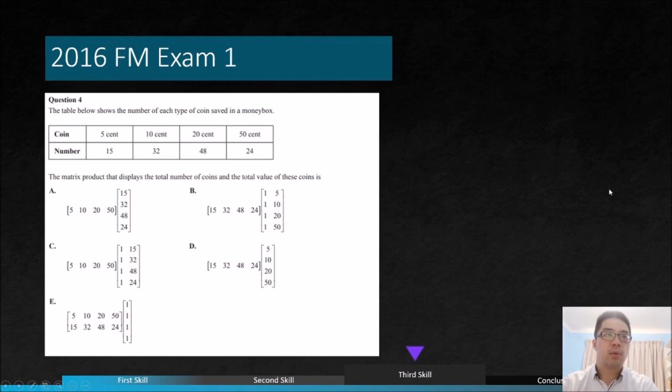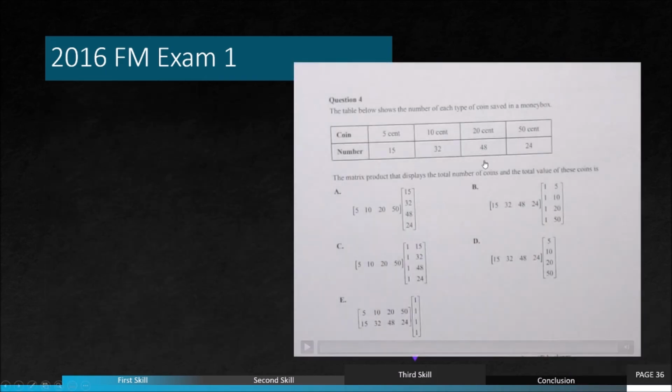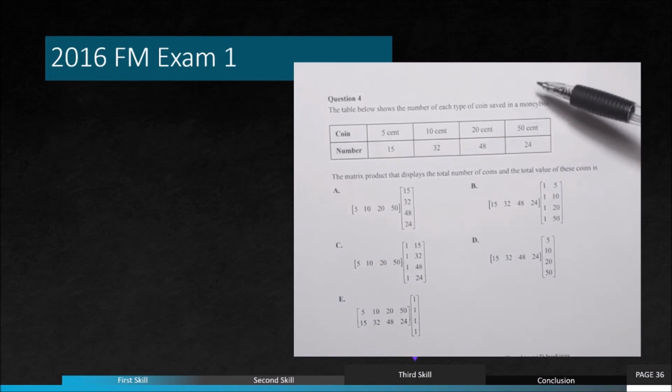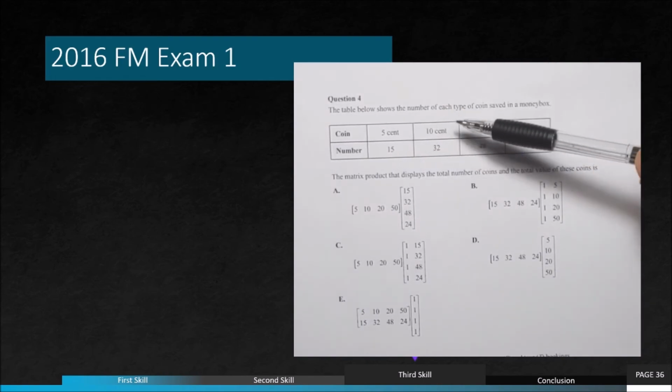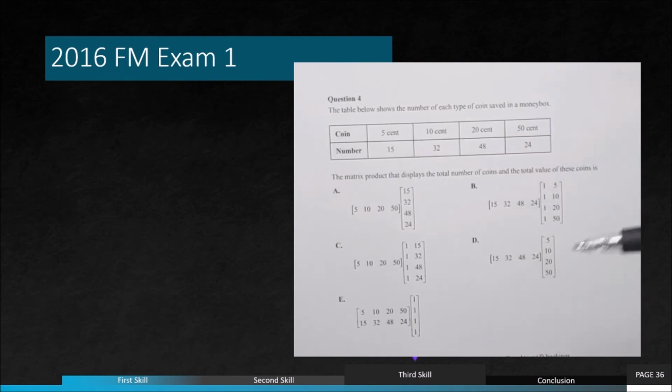2016 Further Maths Exam 1. The table shows the number of each type of coin saved in the money box. Alright, we're looking at 2016 Further Maths Exam 1, question 4. The table below shows the number of each type of coin saved in the money box. So you've got 5 cents, 10 cents, 20 cents, 50 cents. You've got the numbers 15, 32, 48, and 24.